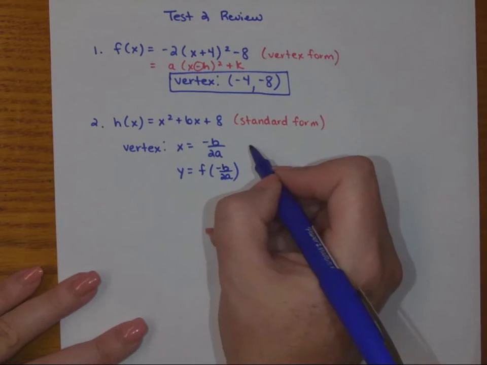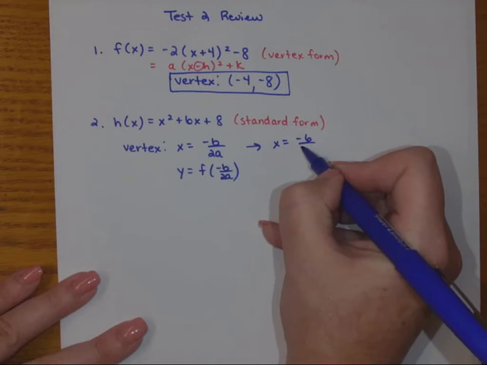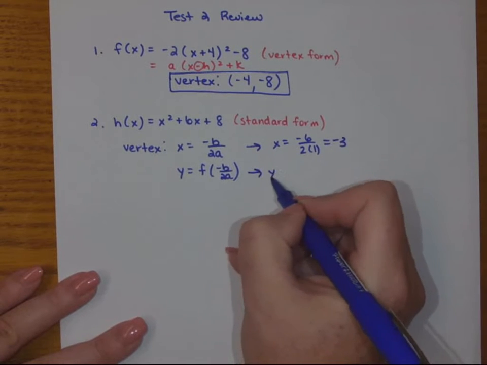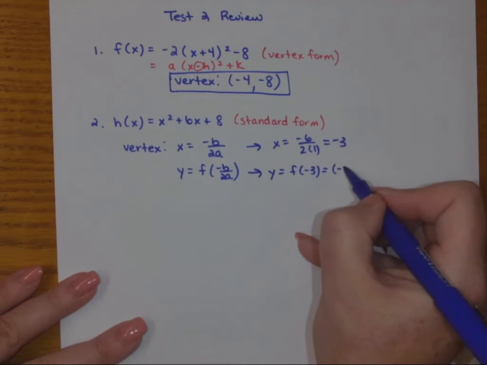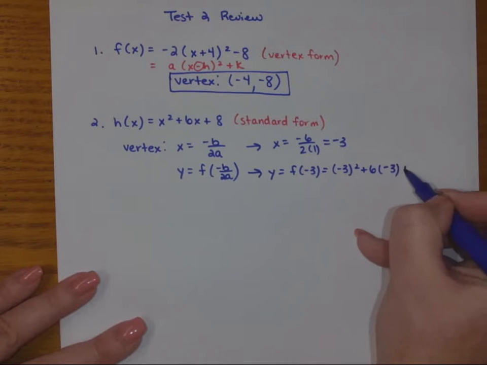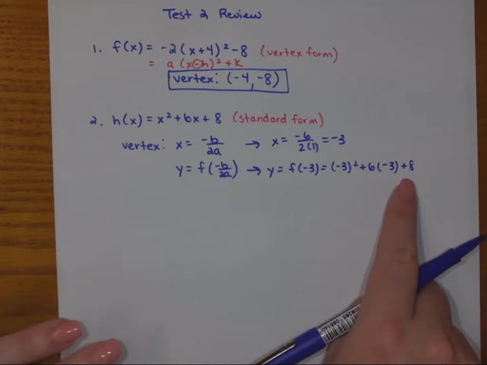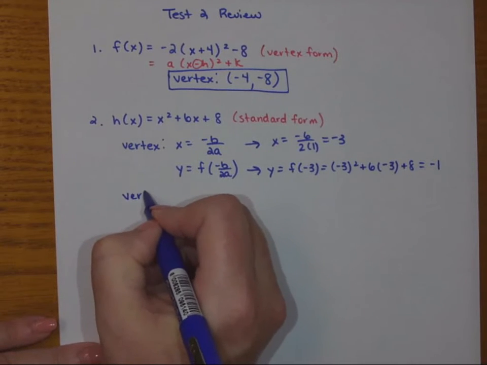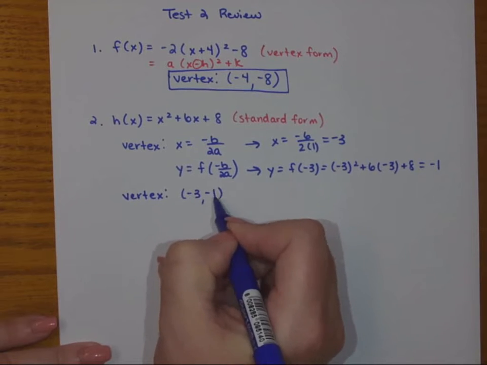Okay, so for this problem, we would do x equals negative 6 over 2 times 1, which is negative 3. And so to find the y, we would do f of negative 3. In other words, take the negative 3 and plug it in the given equation. So we're going to get 9 minus 18, which is negative 9, plus 8, which is negative 1. Okay, so the vertex, and I want to see it written as a point because that's what it is, negative 3 comma negative 1.